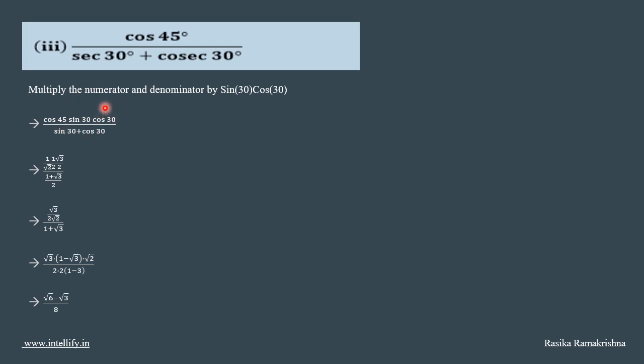Now we know sine 30, cos 30 and cos 45, so that's all we've got to substitute in here. So yes, it is a pretty long expression. So let's look at it. So we will have cos 45 to be 1 by root 2.